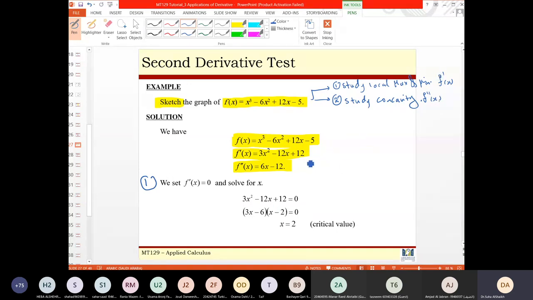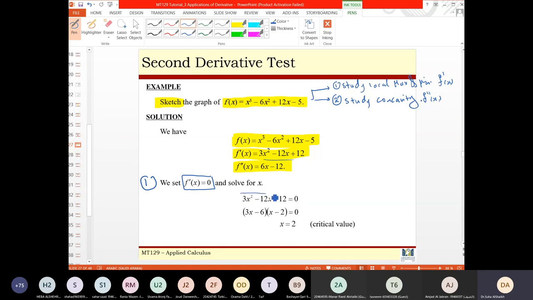So the first step, study local maximum and minimum: we take f dash, we let f dash of x equal 0. You know of course how to find f dash of x. We know how to find the derivative. The derivative of x^3 minus 6x^2 plus 12x minus 5 is 3x^2 minus 12x plus 12. Take this, let it equal 0. This is what we are having.